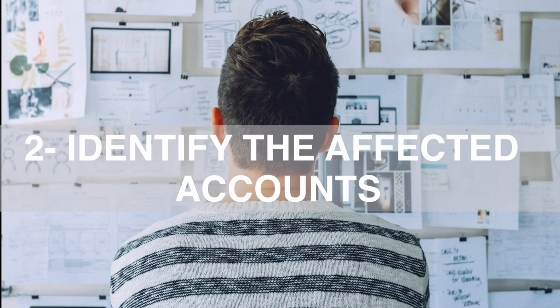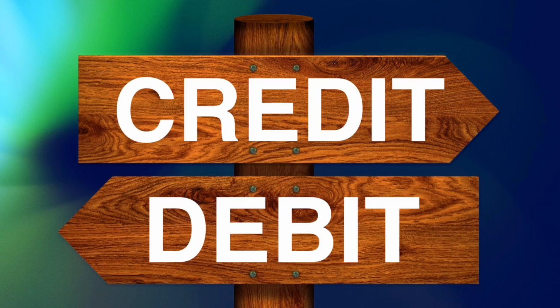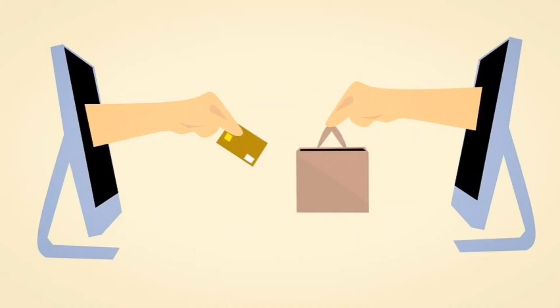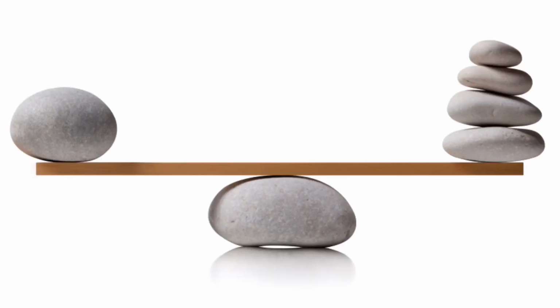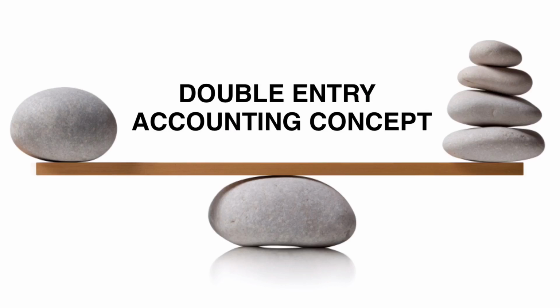The second step is to identify the affected accounts and how they will be affected, whether by a debit or credit, depending on whether it is an asset, a liability, or an equity account. For example, in a purchase transaction, at least one asset account will be affected, whether we have a debit to inventory or a debit to fixed assets, and a credit to cash if it is a cash transaction. And always keep in mind that we follow the double entry accounting concept in recording any transaction, where a minimum of 2 accounts will be affected.